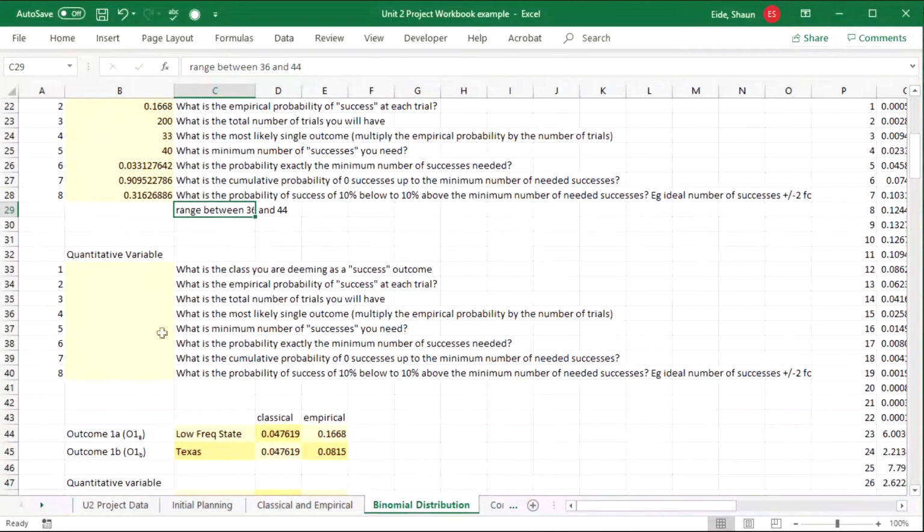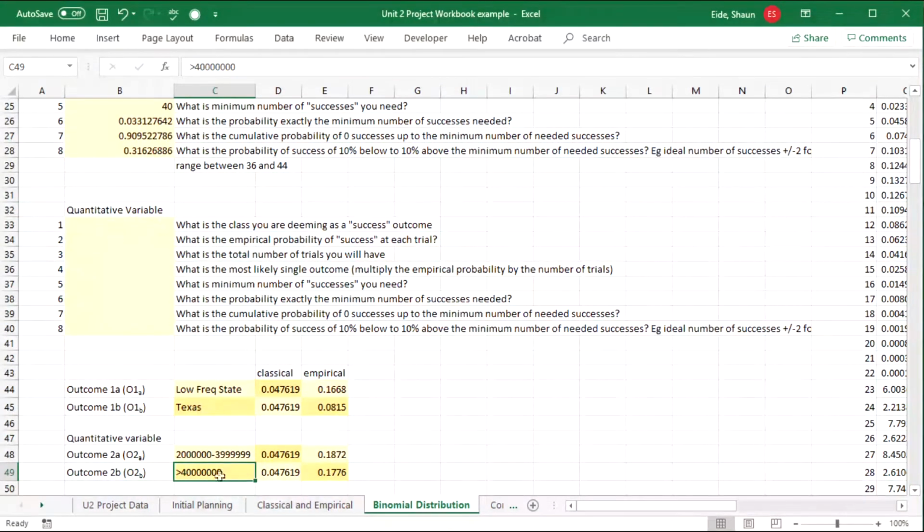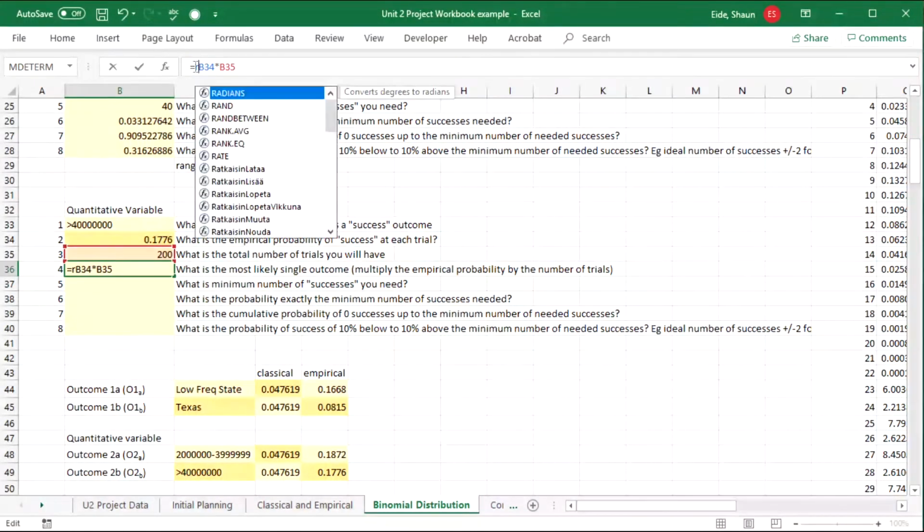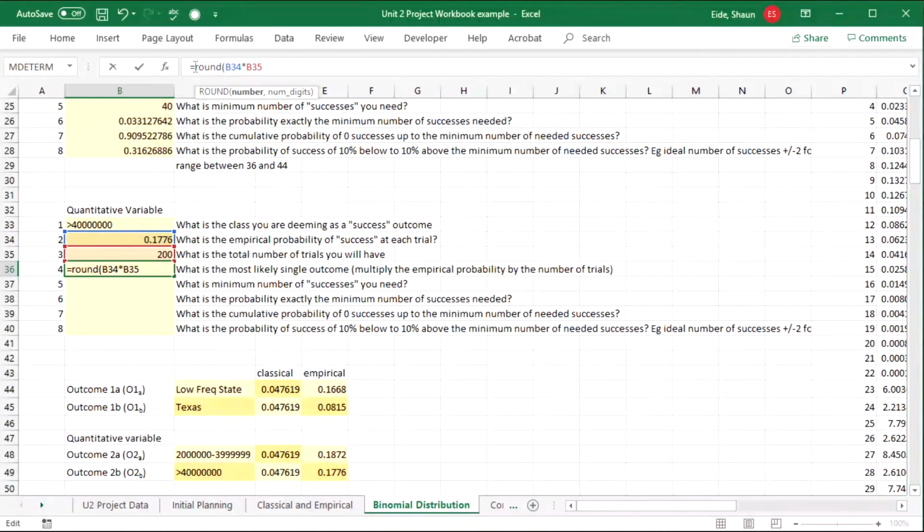And we can do the same exact thing down here. What is the class that you're deeming as a success? This time I want you to do one of the quantitative ones. So I'm going to copy this. I'm going to put that right there, and then the empirical probability, and I'm going to breeze through this really fast. Then the total number of trials, once again 200. Most likely single outcome equals the empirical probability multiplied by the number of trials. And then I'm going to do, let's do this, round, comma. So I just rounded it.